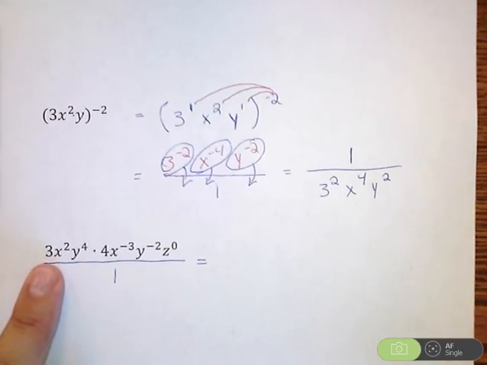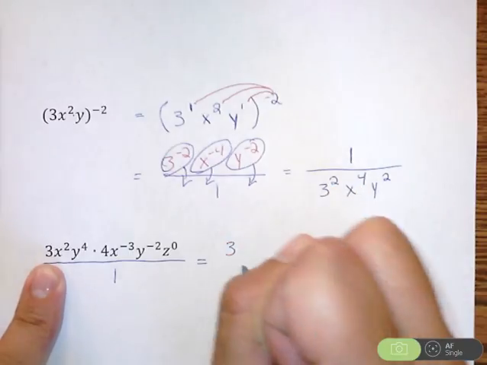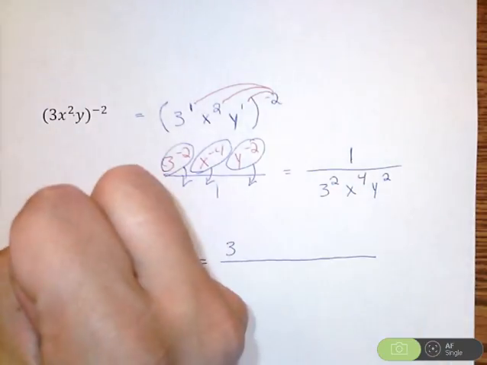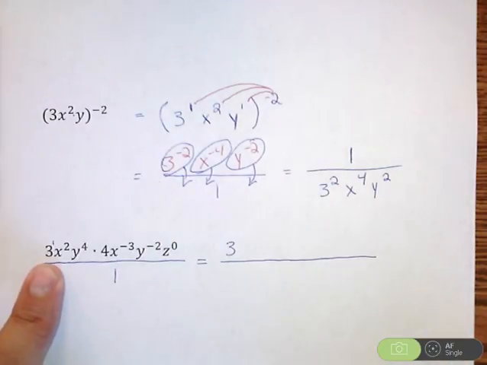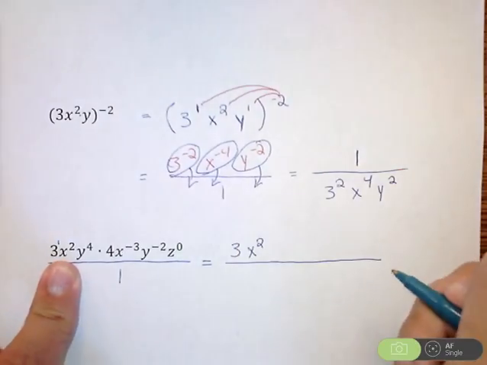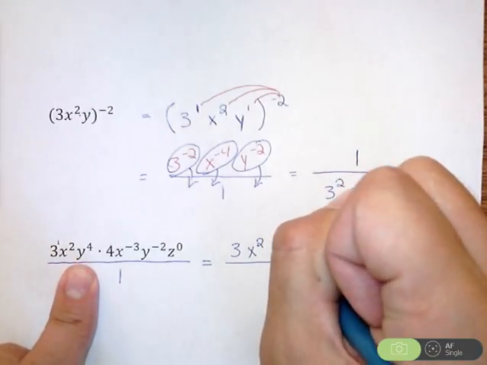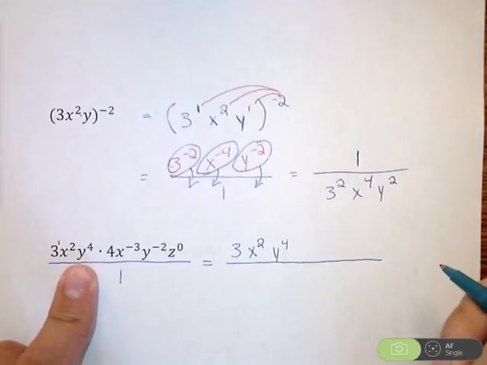And then let's go ahead and start moving things around and see what happens. So I got this 3. That does not have a negative exponent attached to it, so I'm going to leave my 3 there. Remember, that's like almost 3 to the 1st power. I got this x squared. Well, that doesn't have a negative exponent, so that's going to stay up top as well, x squared. I have this y to the 4th. Still no negative exponent, so leave it there.